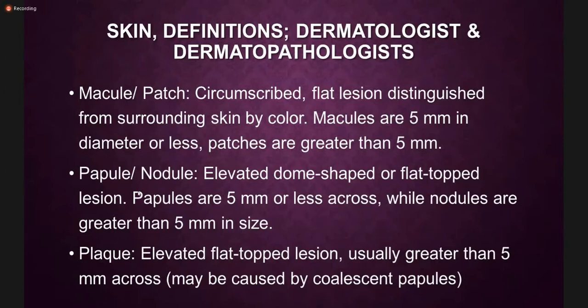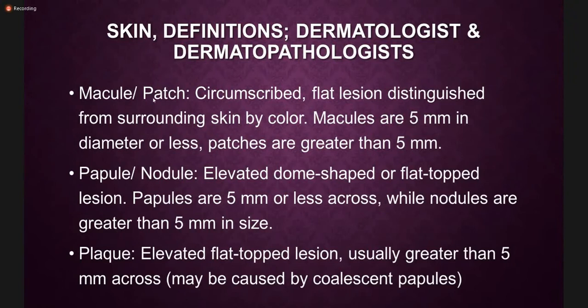Then comes the papule or a nodule. So these are elevated dome-shaped or flat-shaped lesions. Again, the papules are smaller in size, whereas the nodules are larger than 5 millimeters. Then plaques, these are elevated but flat-topped, and usually greater than 5 mm across.